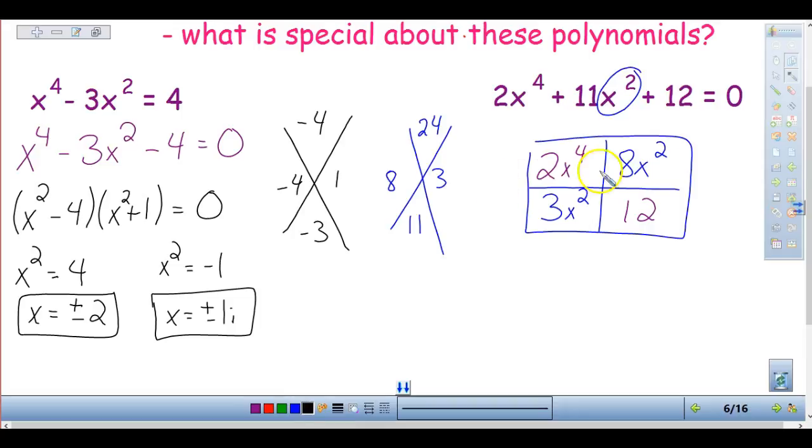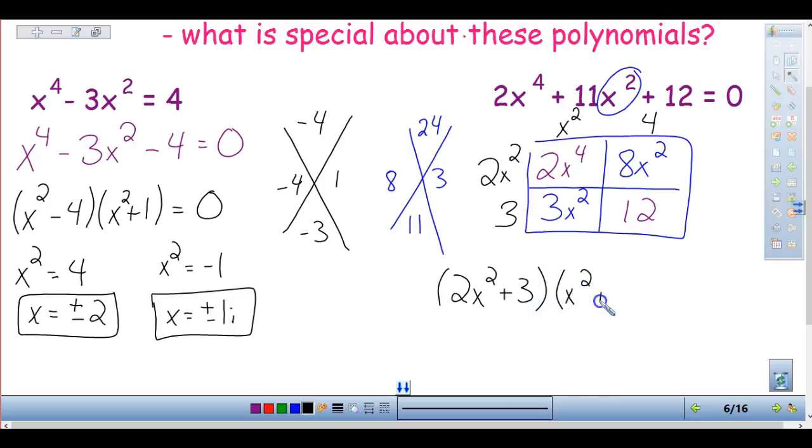So going across this way, I can take a 2x squared out. They are both even. Largest x is the 2. Going up and down, I can just take an x squared out. Again, these multiply with 2x to the 4th, so that looks good. Here I can take a 4 out. Here I can take a 3 out. So our factors are 2x squared plus 3 and x squared plus 4.